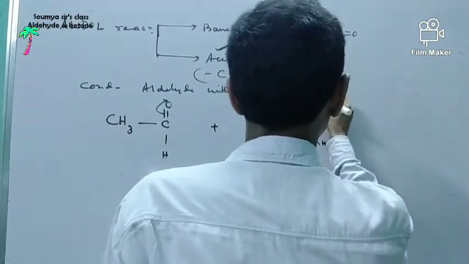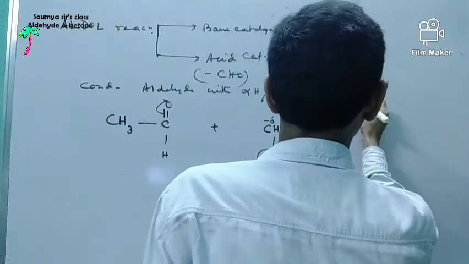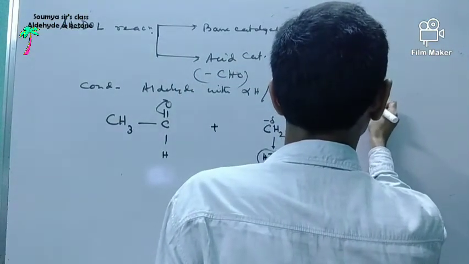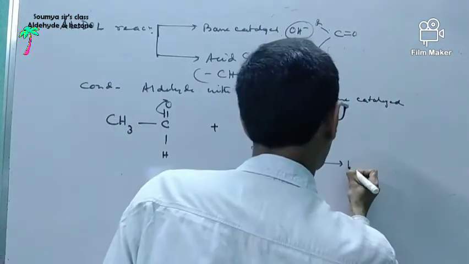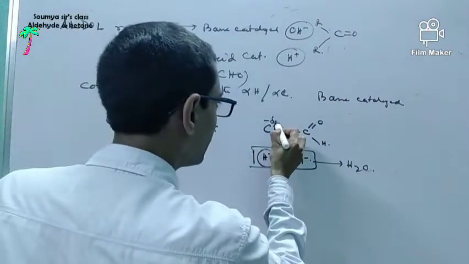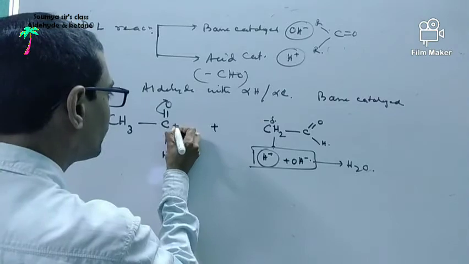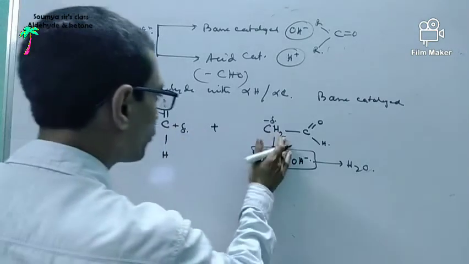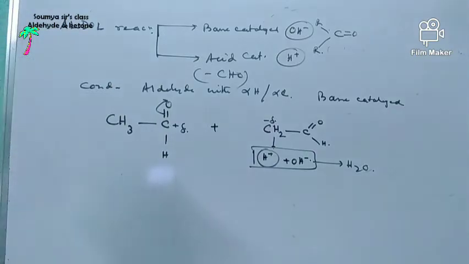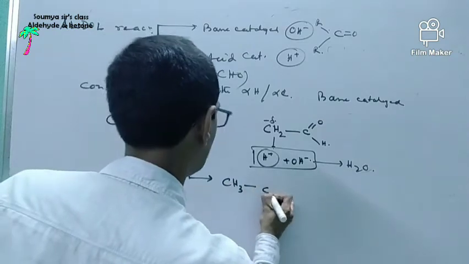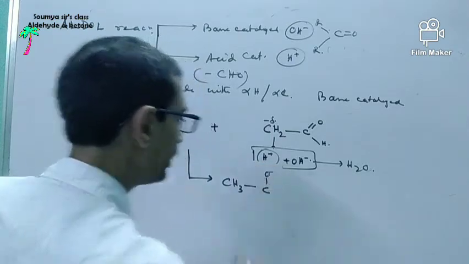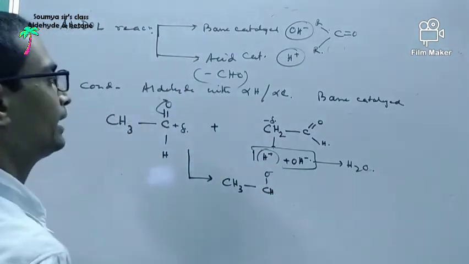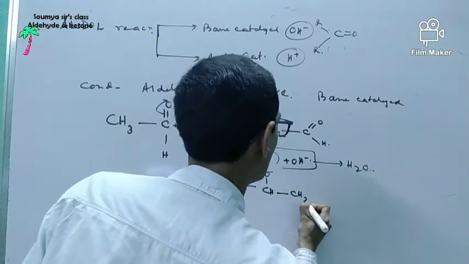So, we are discussing base catalyzed. The OH minus medium becomes water. So here comes the carbanion and here comes the carbocation. The electrostatic force between the carbanion and carbocation forms beta hydroxy compound. How does it look? CH3 C O minus charge, H, and the second part is CH2 CHO.